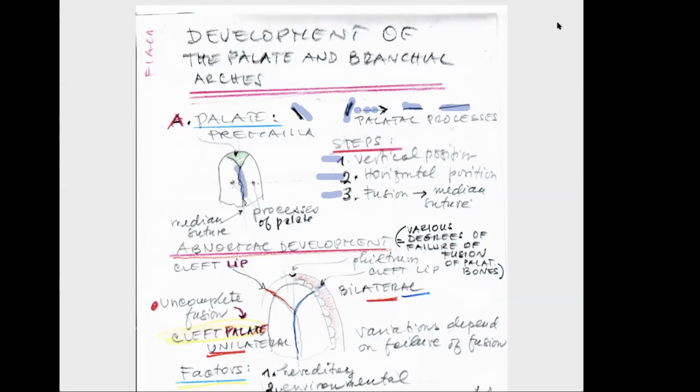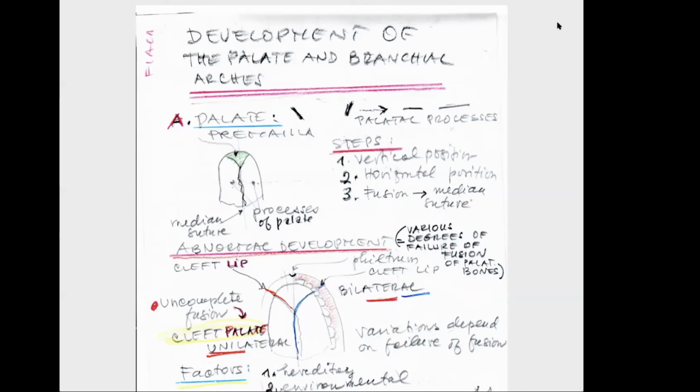If not all the things run well, then we describe the abnormalities, abnormal development, and they are various degrees of failure of fusion of the palate bones. So the process can comprise these 2 normal steps, but the last one, the fusion, is not complete, and it results in clefts of the lip or cleft of the palate, preferably.